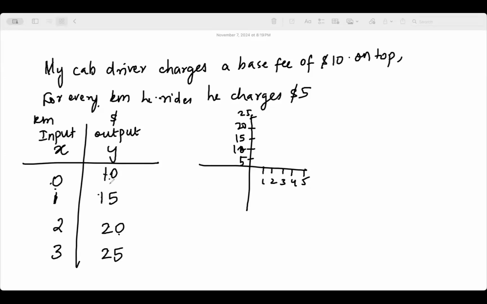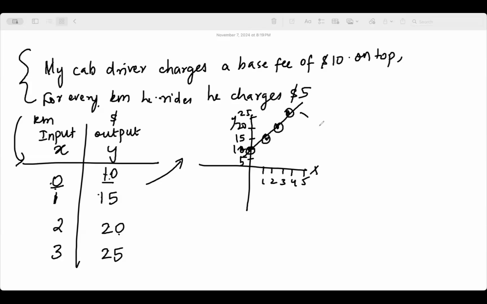So now I can plot it as xy. This is x, this is y. Remember, this is x, this is y. The points are (0, 10), (1, 15), (2, 20), (3, 25). Do you get it? It formed a line. Do you see it? So now you're able to relate a practical scenario to a table of input-output values, and you're able to draw the graph. Do you get it?